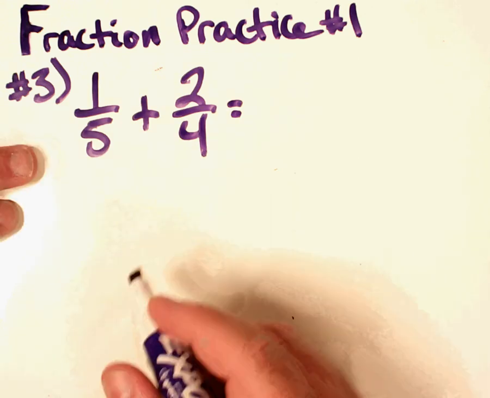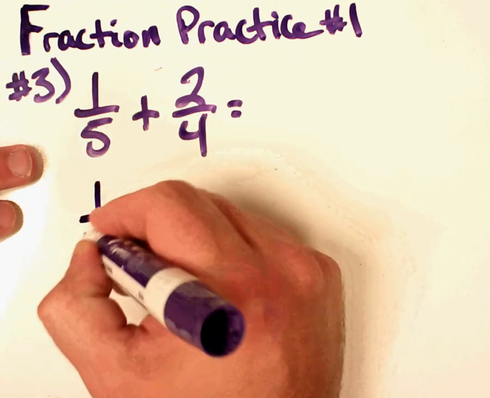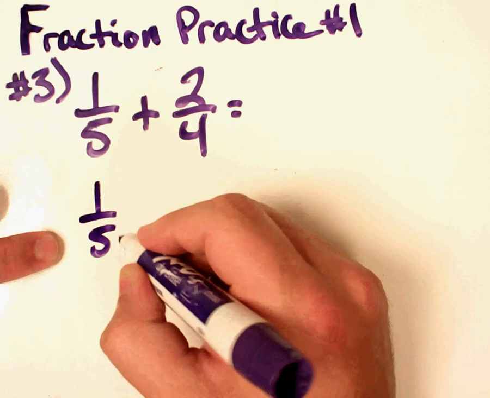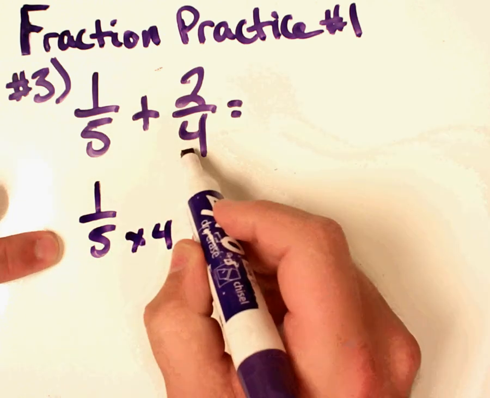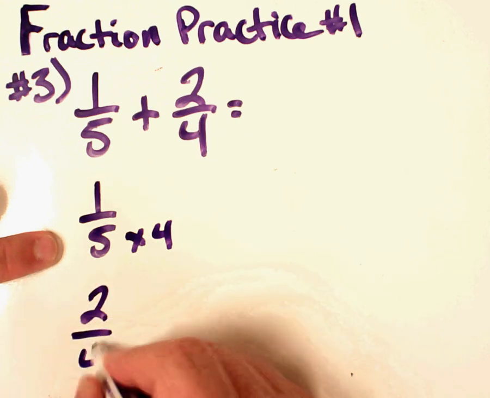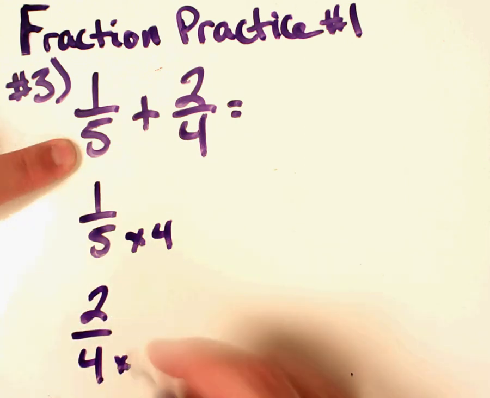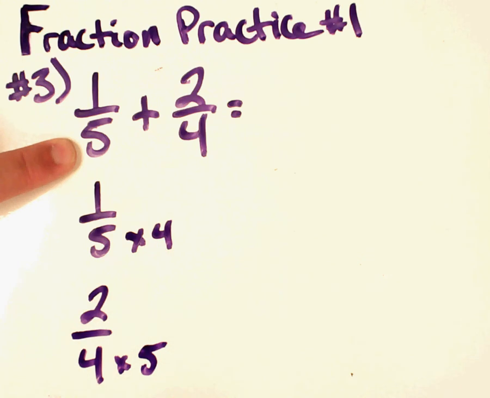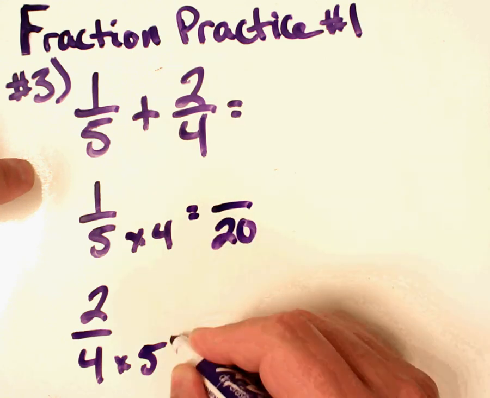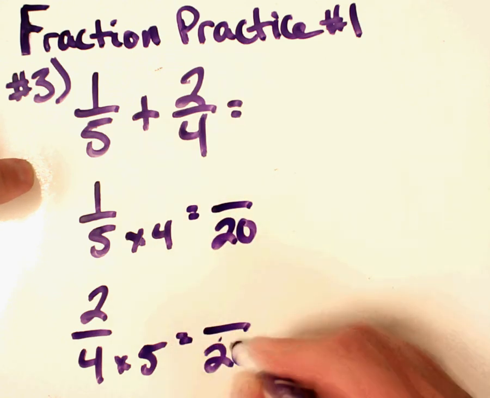And so I'm going to multiply my 1/5 fraction. I'm going to multiply my denominator by 4 because that's my other denominator. And for my 2/4, I'm going to multiply that by 5 because that's my other denominator, or my other fraction. So in both cases, I'm going to end up with a denominator of 20.